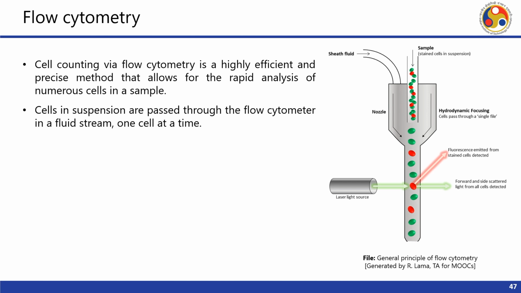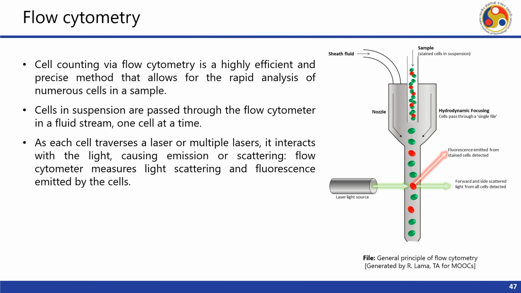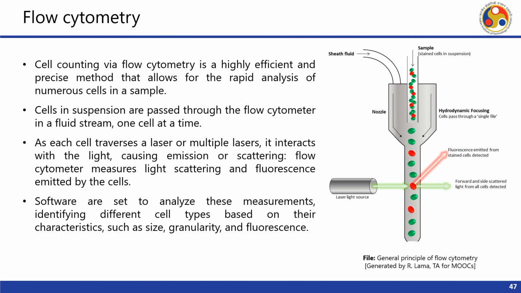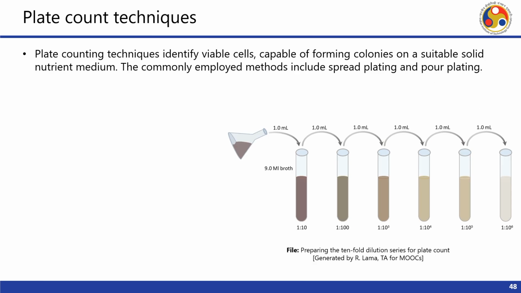So, briefly, cells in suspension are passed through the flow cytometer in a fluid stream, one cell at a time. As each cell traverses a laser or multiple lasers, it will interact with the light, causing emission or scattering. Flow cytometer measures light scattering and fluorescence emitted by the cells, as we have discussed in the figure. And then we have software which will analyze these measurements, identifying different cell types based on their characteristics such as size, granularity, and fluorescence. Another method, less sophisticated of course than the flow cytometer, is the plate count technique.